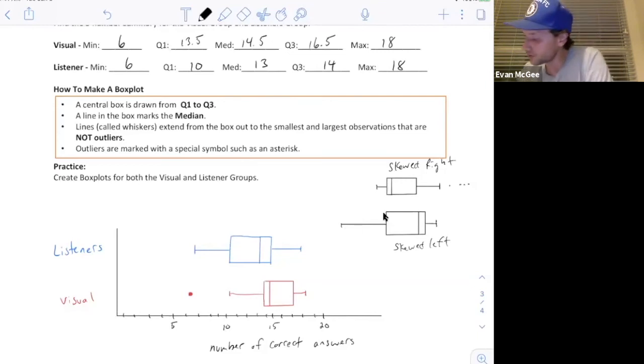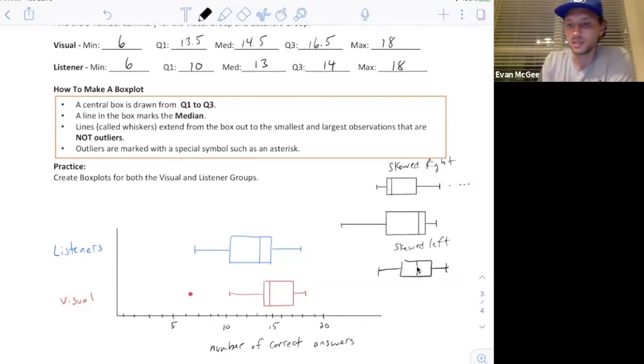If it were symmetric, it would look something like this. This is an example of a roughly symmetric box plot. The median's in the middle. The distance from this tail is the same or similar to this tail.